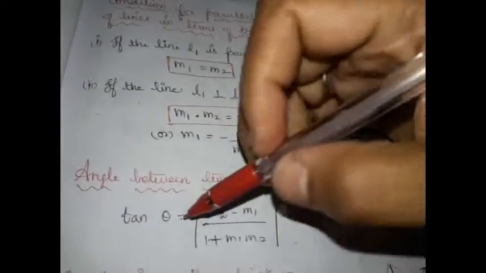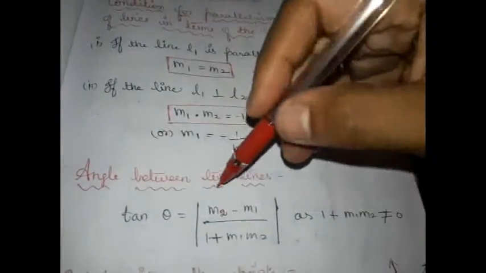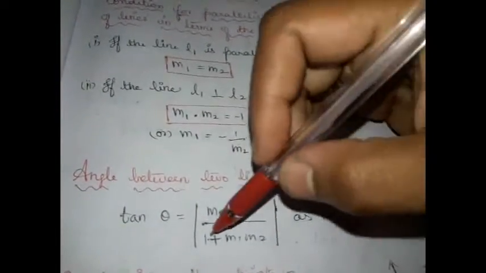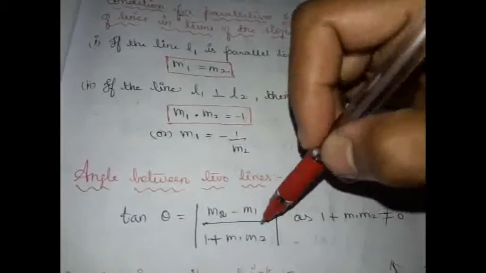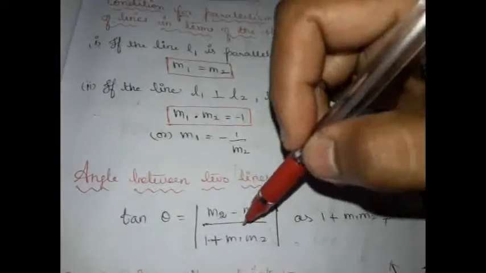Next, we have seen angle between two lines. How to find the angle between two lines? Tan theta is equal to modulus of m2 minus m1 divided by 1 plus m1 m2. What is m1 and m2? m1 and m2 are the slopes of the two lines, right?